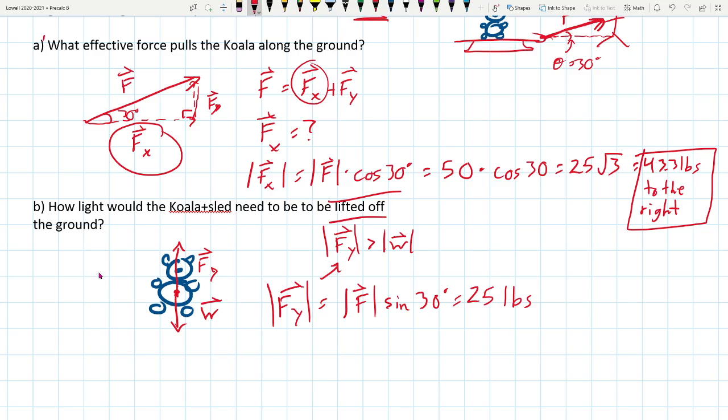Okay, so in problem A here, we only needed the horizontal component. In problem B, we only needed the vertical component. Okay, so hopefully that helps, and thanks for watching.